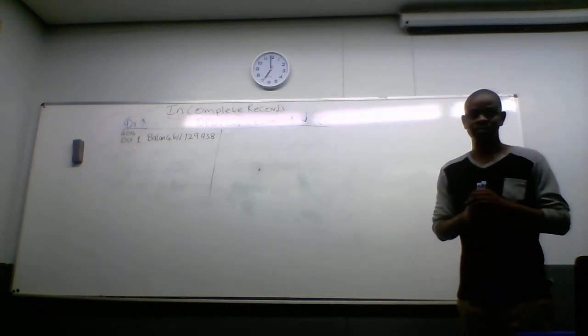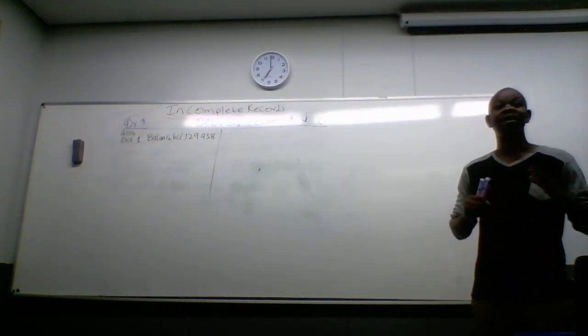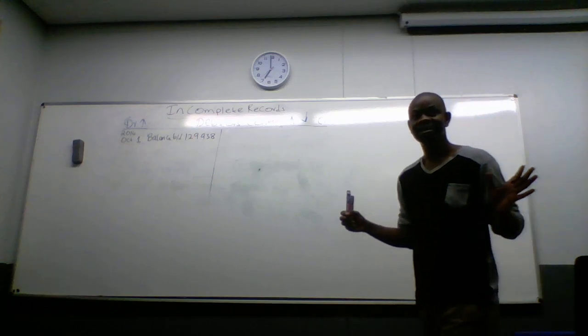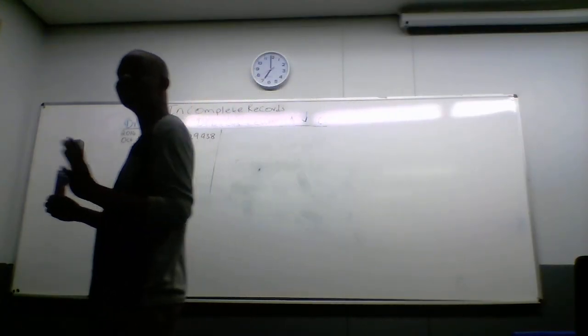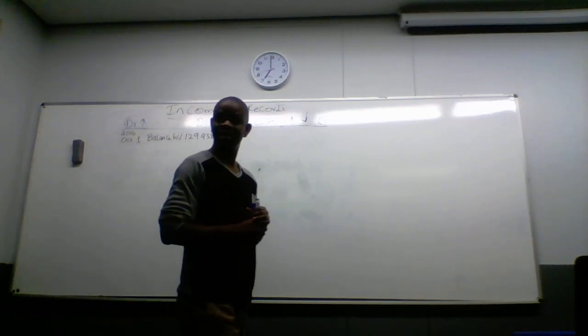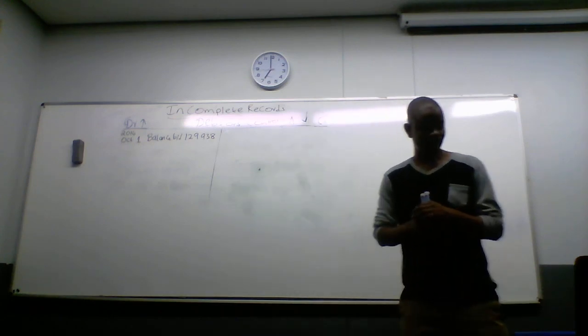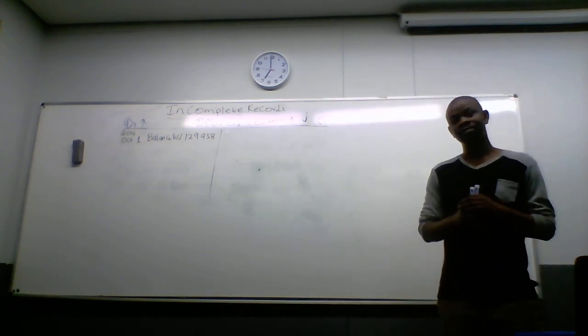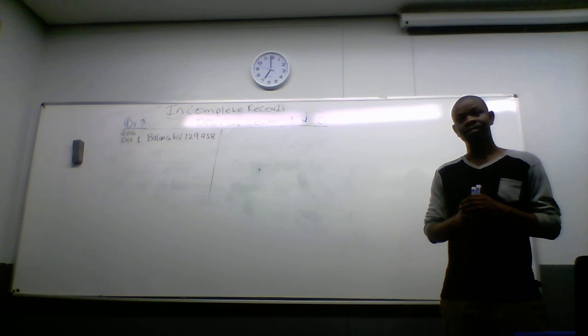Hold on. What are we trying to find here? We don't know yet, because we already have the balance brought down. We even have the balance carried down. So at some point we have to find, and the odds are likely that it would be the cash from the debtors, because here it says collections from debtors and cash sales.